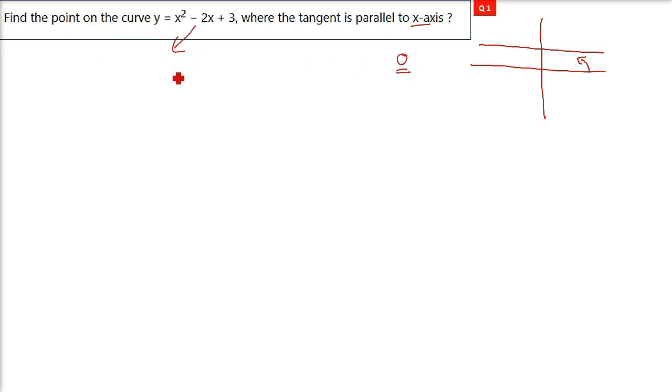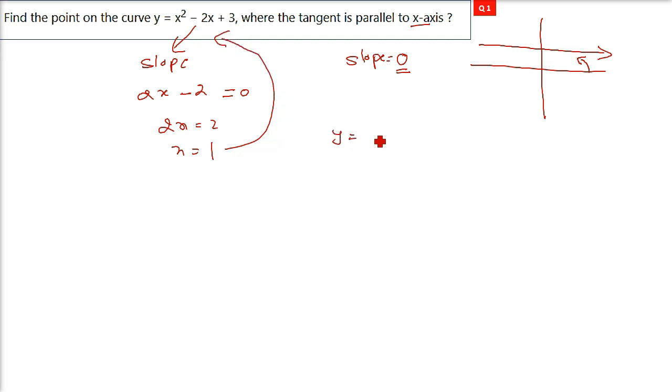So let us differentiate this curve equation. We'll find dy by dx, and dy by dx is given in the question as 0. So let us find out the slope. I'm differentiating x square minus 2x. That will give us 2x minus 2, and that is equal to 0, because the slope is 0 as the tangent is parallel to x-axis, and as I explained, it is 0. So 2x equals 2, x is equal to 1.